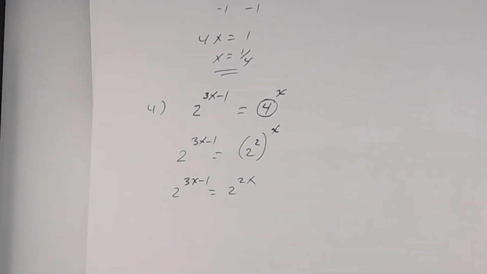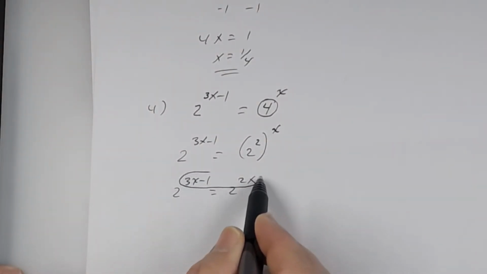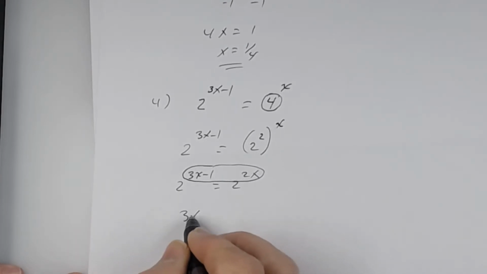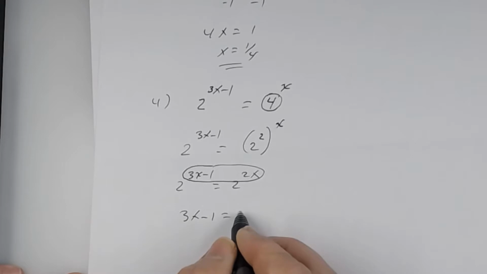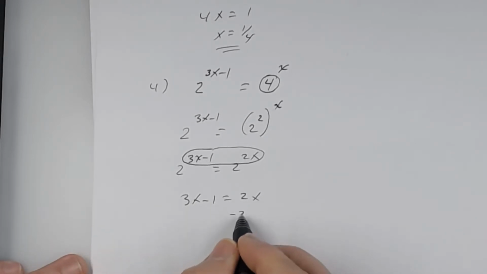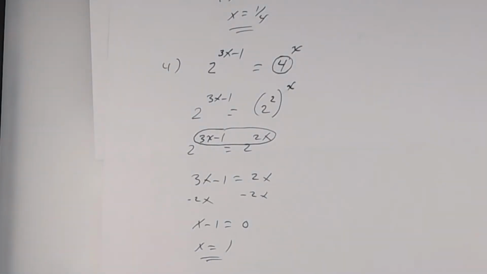So now the bases are the same. So what do we do? Set the exponents equal to each other. So 3x minus 1 must equal 2x. So I'm going to subtract 2x from both sides. So I get x minus 1 equals 0. So x is 1. So there's your solution. X is 1.